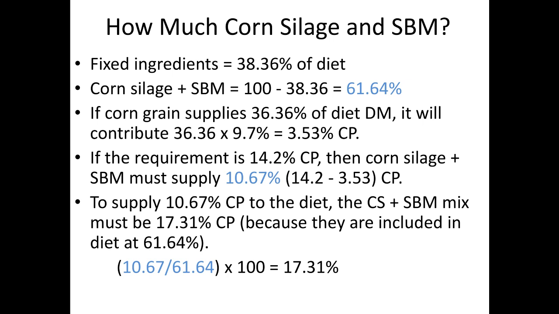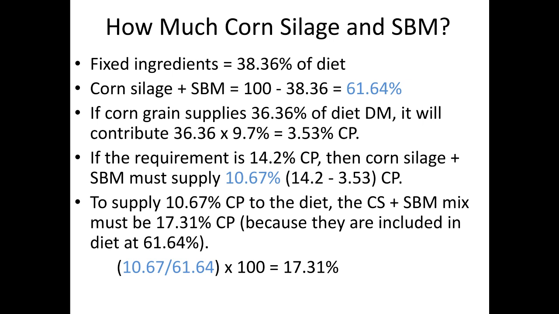We're told at the beginning that we need to formulate the diet to contain 14.2% crude protein. If we want to formulate to contain 14.2%, and we already know that the corn grain, which is a fixed ingredient in the diet, is giving us 3.53% crude protein, 14.2 minus 3.53 is 10.67% crude protein. This means the corn silage and the soybean meal must supply 10.67% crude protein, because the corn grain in the diet is already supplying the rest.